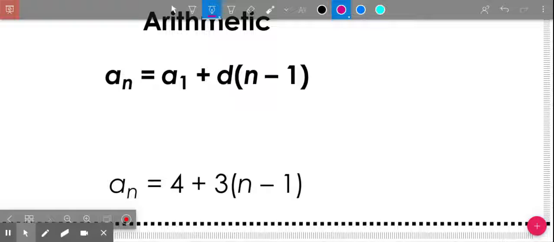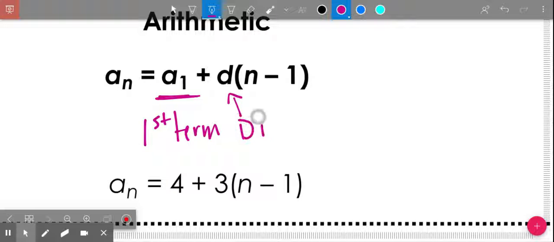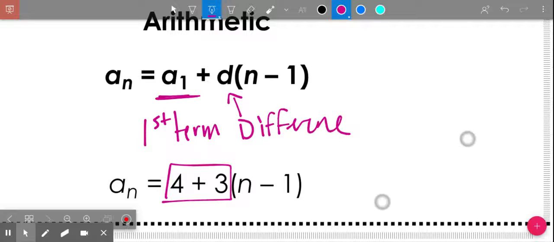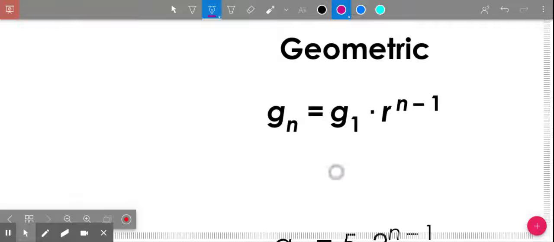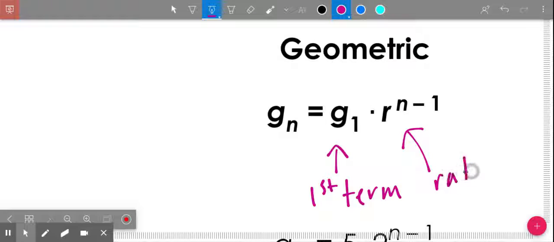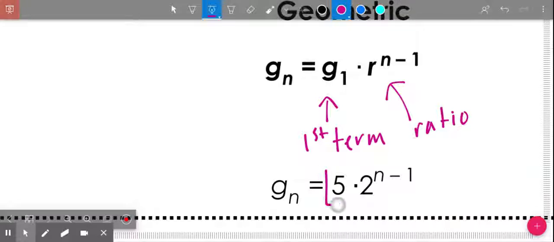So if we look at the first one, a sub 1 always goes up front, and that's always going to be the first term. And then our difference goes in front of the parentheses. So the rule stays the same, it's just these two numbers that will change. Same for geometric. G sub 1 is our first term and it always goes up front. And then the r is our ratio. So those two numbers are the only numbers that are going to change. Everything else stays the same every single time.